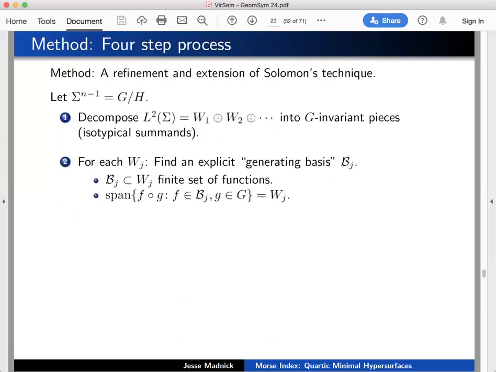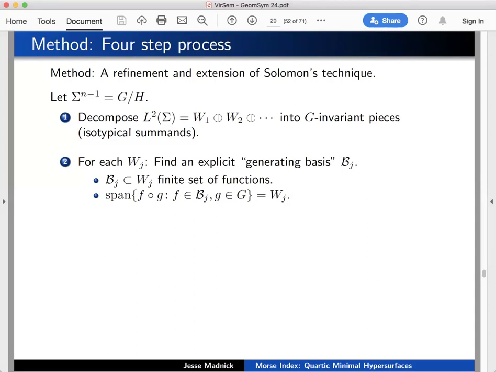So let me talk a little bit in the remaining time about the technique. Our method was a refinement and an extension of Solomon's technique. Broadly speaking, it's a four-step process. I should say that all four of these steps, unfortunately, are quite non-trivial. So in a sense, this is an algorithm, but on the other hand, you do have to work quite hard for each of these steps. So here's what you do in broad terms. Let sigma be G mod H, so that's our homogeneous minimal hypersurface.